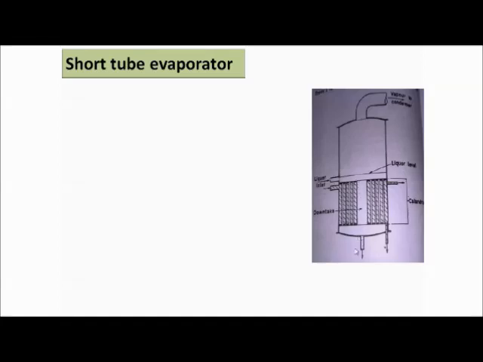Downtake means from here the concentrated product will be collected. The liquid which we want to concentrate will be fed from this side, and this is the liquid level. The liquid level is to be maintained always above the calandria, right? And whatever vapor it forms comes out from here and is allowed to enter the condenser.